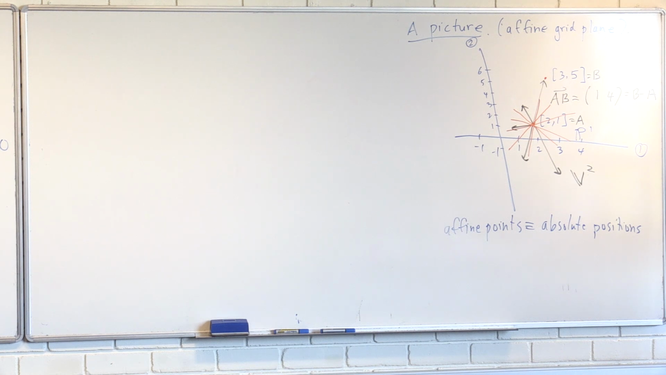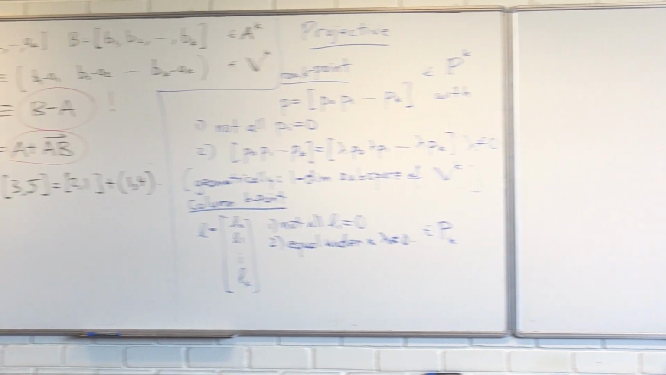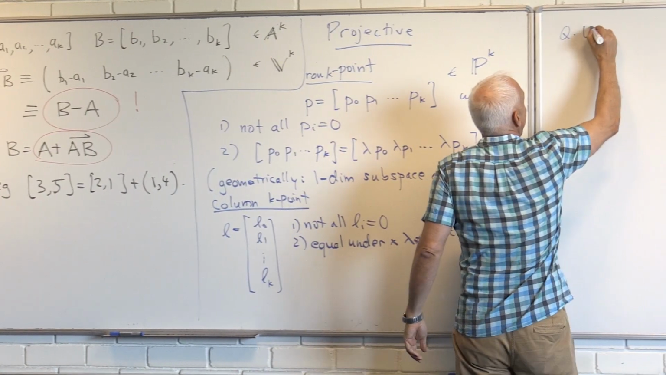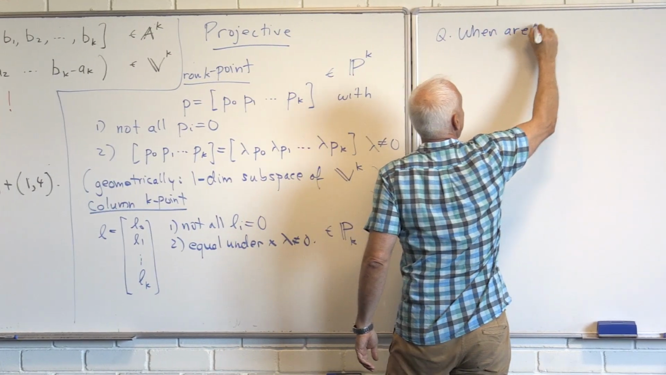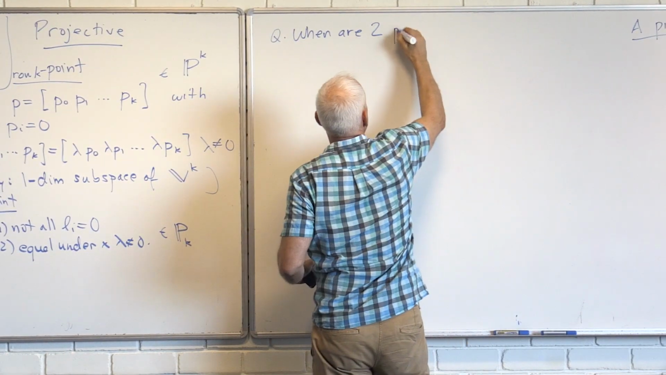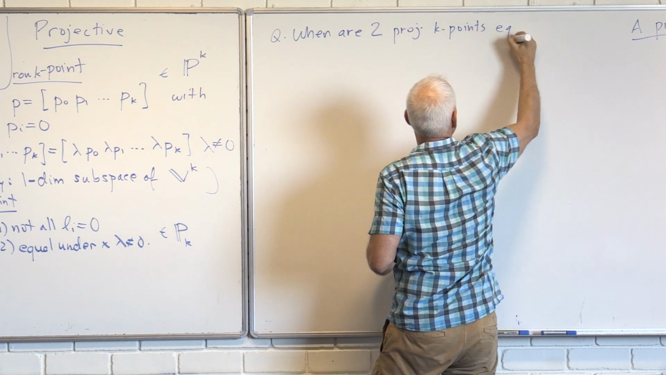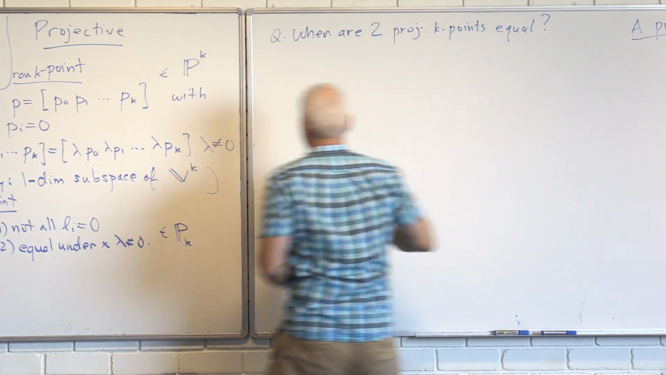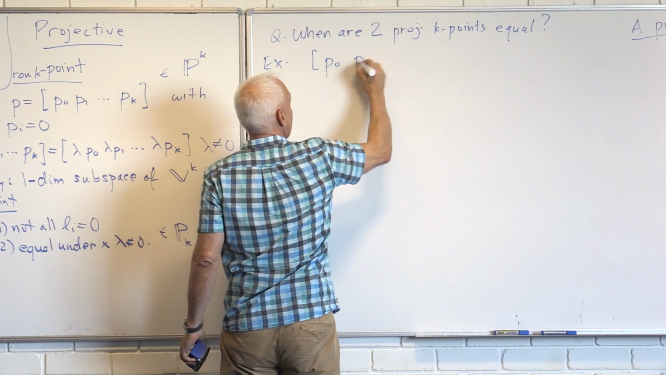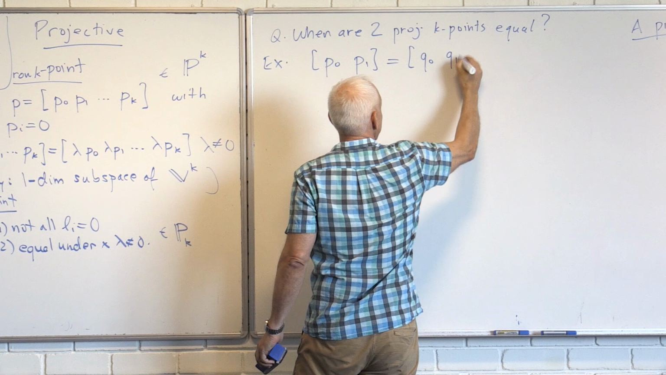Now, there's an interesting question here related to this notion of equality, which is at the heart of things. How can we tell when two projective K points are equal? For example, suppose we have P0, P1 and Q0, Q1, and we ask, when does this projective point equal this projective point?